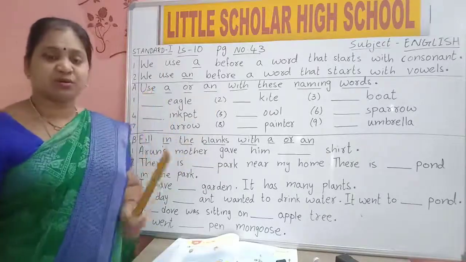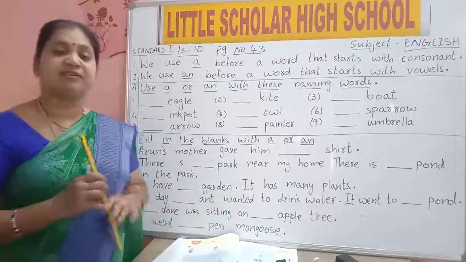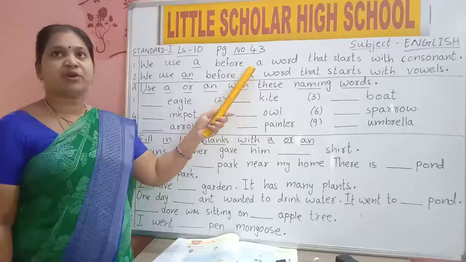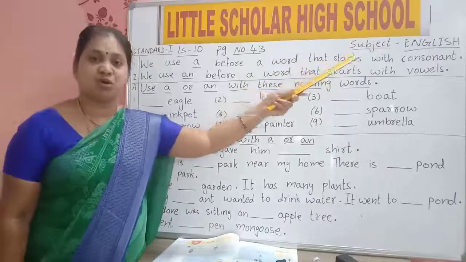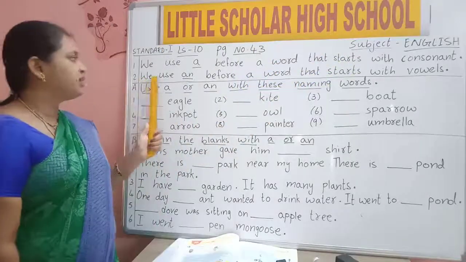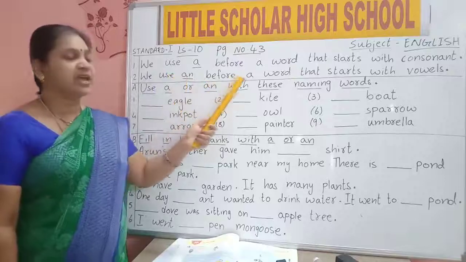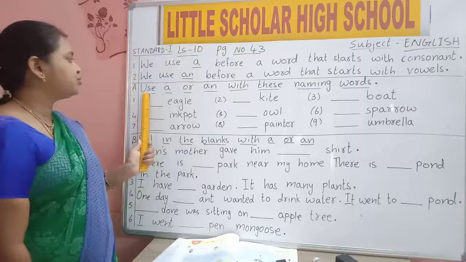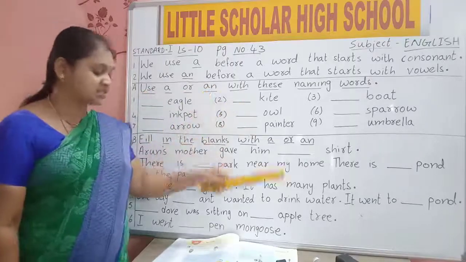So, how many consonants do we have? 21 consonants and 5 vowels. So, we use A before a word that starts with a consonant. Next, we use an before a word that starts with a vowel. Now, we have to use A or an with these naming words.